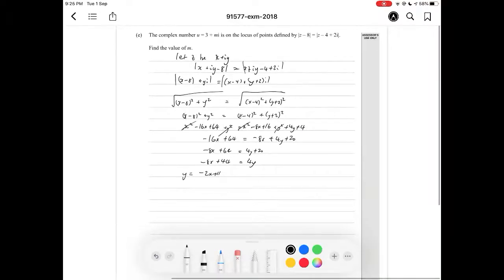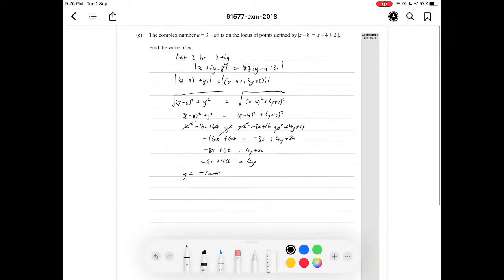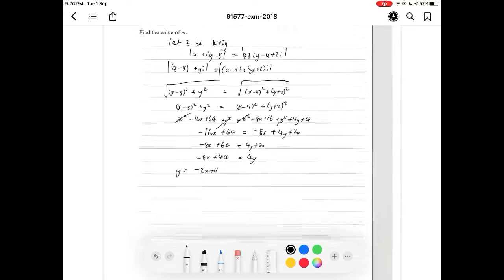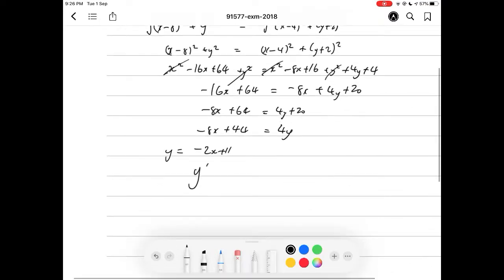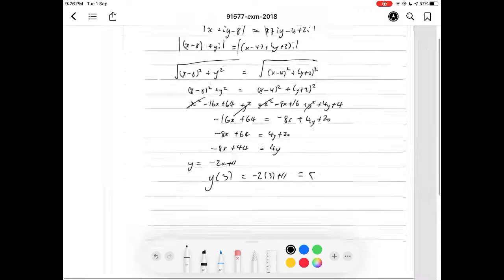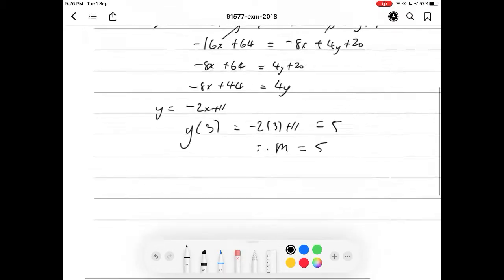And we know that the complex number u equals 3 plus mi is on the locus. So if we know the Argand diagram, that's our real part, so that's our x-coordinate, and m will be our y-coordinate. So therefore, if we substitute x equals 3 into this locus, we will find our m. So y of 3 equals negative 2 times 3 plus 11. That equals 5. So therefore, the value of m equals 5.